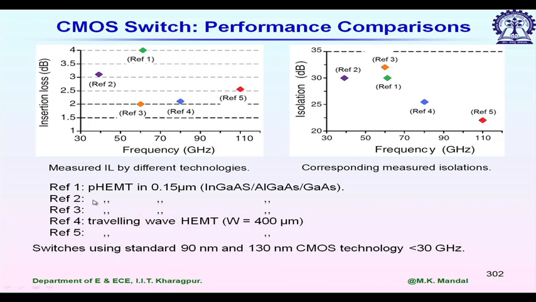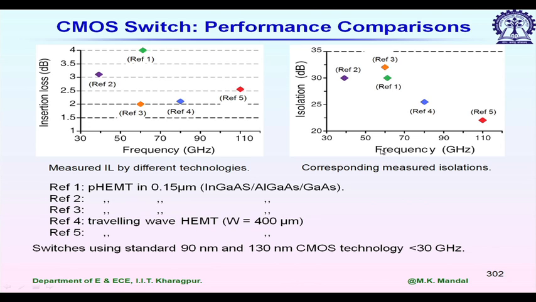travelling wave type HEMT. So, if we compare these switches' performance, we see the insertion loss is lower for reference 3 and the blue one, reference 4. So, mainly the HEMT and PHEMT switches have better performance compared to conventional FET switches. Look at the isolation values. Again, PHEMT switches are providing at least, let us say, 30 dB isolation over 60 to 70 gigahertz.